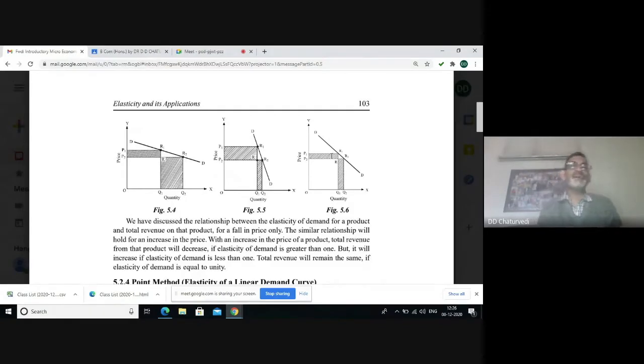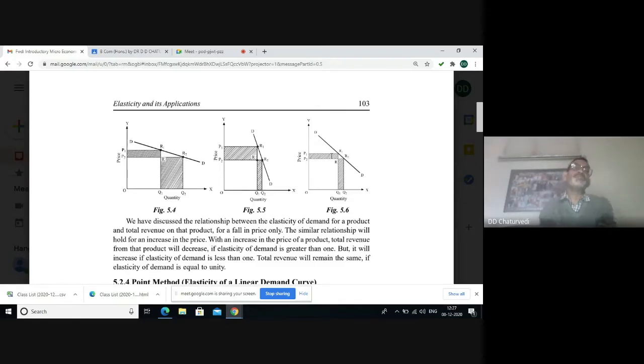In the third figure, 5.6, proportionate change in quantity and prices are same. So increase in total revenue or expenditure due to rise in the quantity demanded is same as decrease in total expenditure due to fall in the price of the commodity. So in net terms, the total expenditure or revenue remains unaffected. This is a case of unit elastic demand.